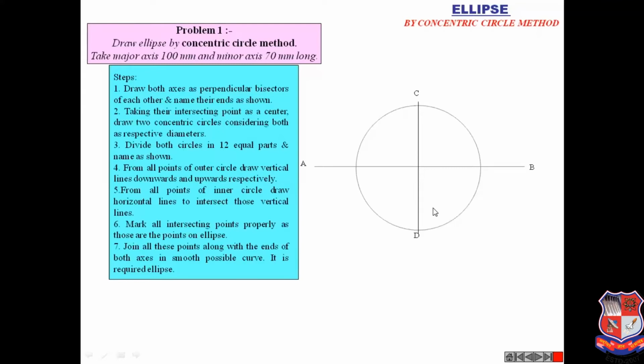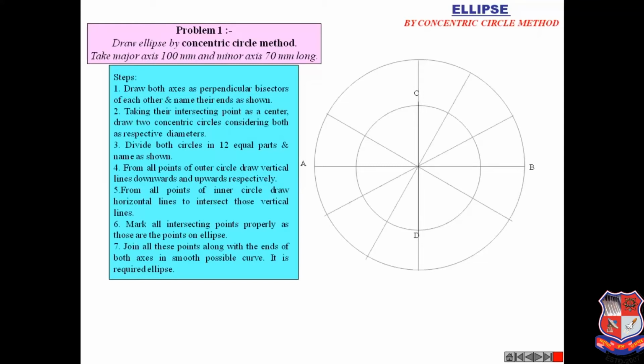After that, from the center as the point and taking radius as C, draw one circle. In the same way, with the center here and taking radius A, draw another circle. Okay, after that you have to divide both circles into 12 equal parts and name them with numbers.